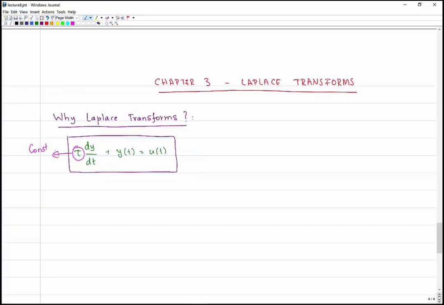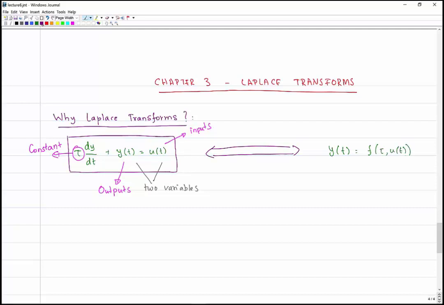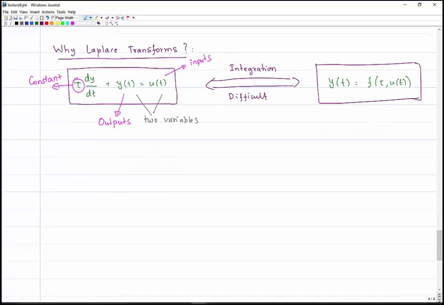Now it's possible to use standard numerical techniques to integrate this differential equation and arrive at the solution y(t) in terms of tau, the constant, and u(t), the input. It's going to be some function of those two variables, tau and u(t), that would give you the output. That's one approach to solving the differential equation. Another alternative, intuitive, and much better approach is to use what are called Laplace transforms, which is going to be the topic of Chapter 3.